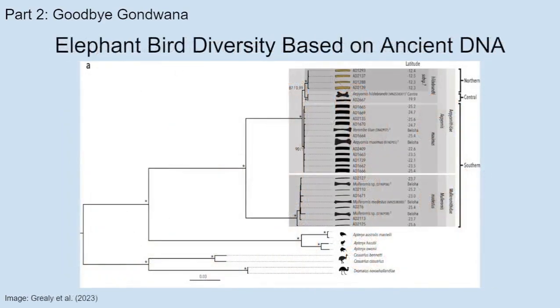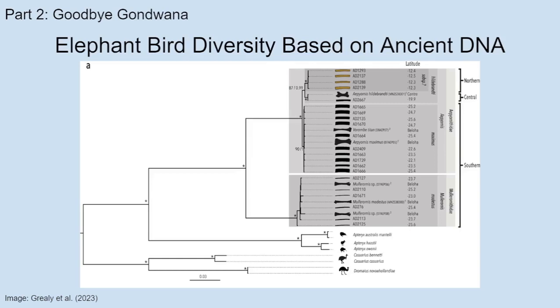So we're still with paleognaths at this point, but we're going to talk about a different group now. These are the elephant birds, which are a recently extinct group of paleognaths that lived on Madagascar. They included some of the biggest birds of all time, and indeed, they would be contenders for the absolute biggest birds to have ever lived.